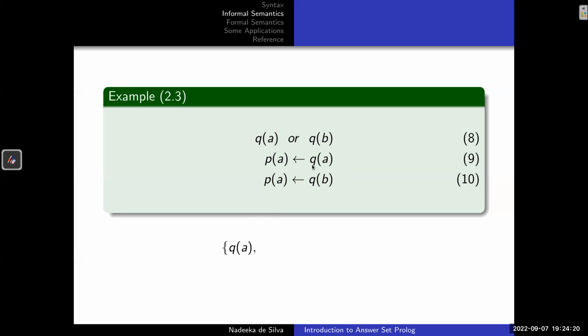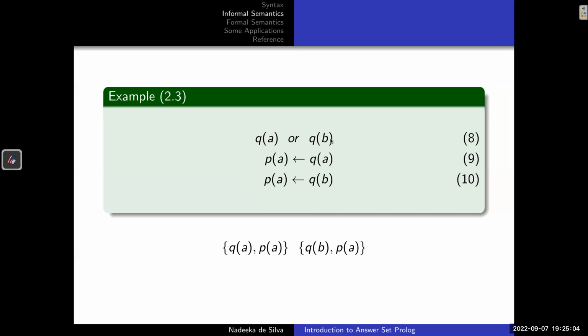Now, because I am believing QA, I have to include PA in my answer set. Then QB: I am not believing QB, so that rule is already taken care of because I am not believing the body. So this is one option. And here I am believing QB from this rule, and then rule 8 is also satisfied. If I believe QB, according to rule 10, again I have to believe PA. So PA goes into both answer sets.